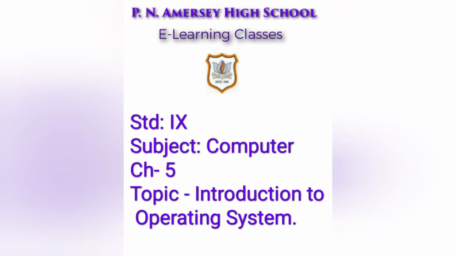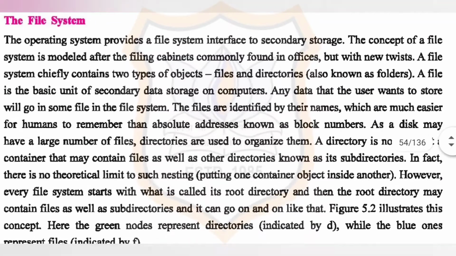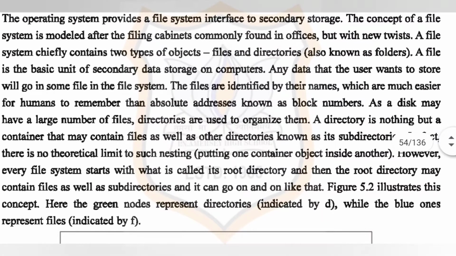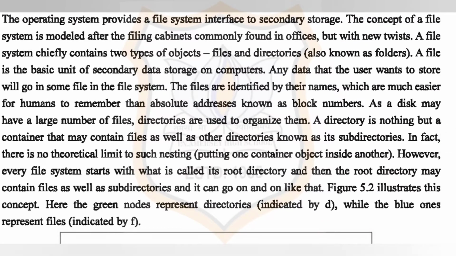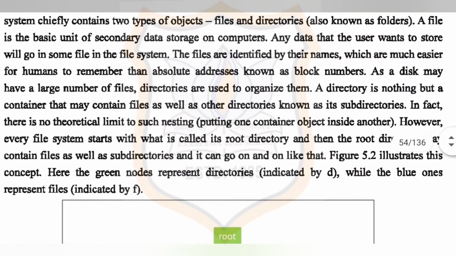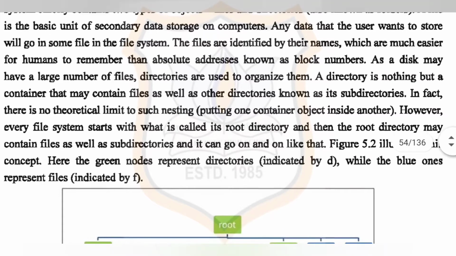The file system. The operating system provides a file system interface to secondary storage. The concept of a file system is molded after the filing cabinets commonly found in offices, but with a new twist. A file system chiefly contains two types of objects, files and directories, also known as folders. A file is the basic unit of secondary data storage on computers. Any data that the user wants to store will go in some file in the file system.